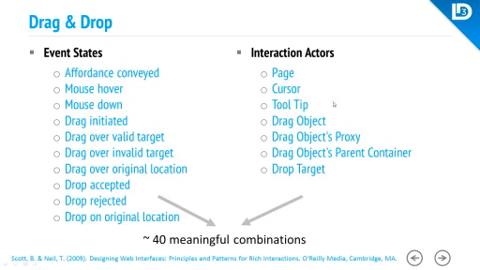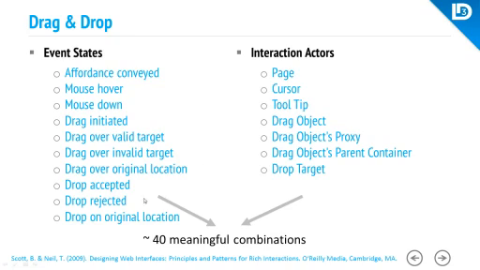So look at all those event states that I can use for my drag and drop. The mouse hover, mouse down, and then I have all these states of the drag itself, the initiation, differentiating between a valid and an invalid target, my original location. Do I accept the drop? Do I reject the drop? Meaning if I'm on the target zone or not, what do I do? I have all those kind of actors that I can bring to the table.